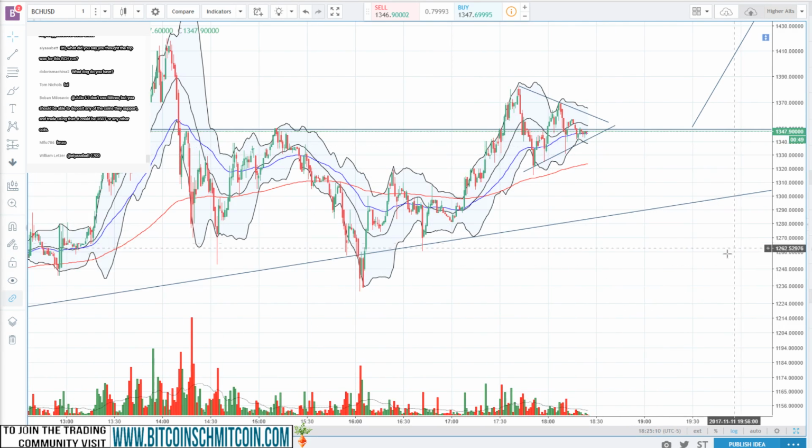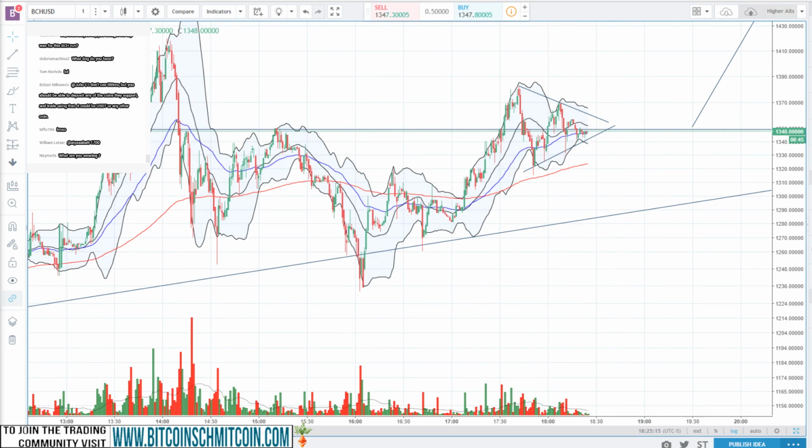This thing should be breaking out anytime. Look how this volume just tapered to 0. Textbook consolidation right here.